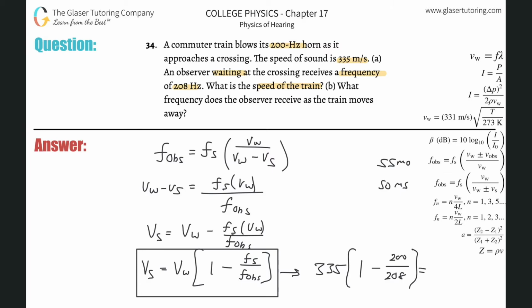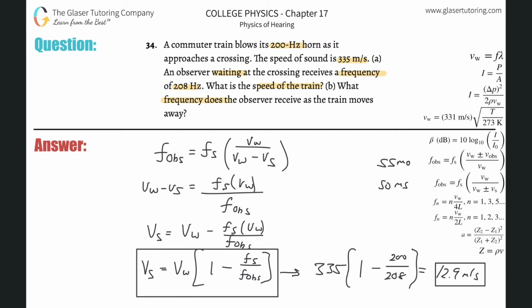And just calculate now. So we get 335 multiplied by 1 minus 200 divided by 208. And what do we get? We get about 12.9 or so, right? So the train is moving at about 12.9 meters per second. Voila.